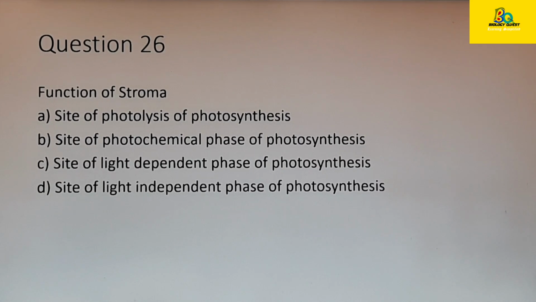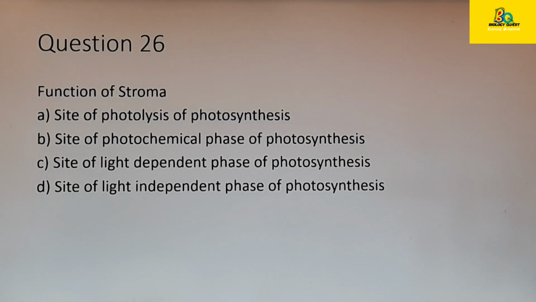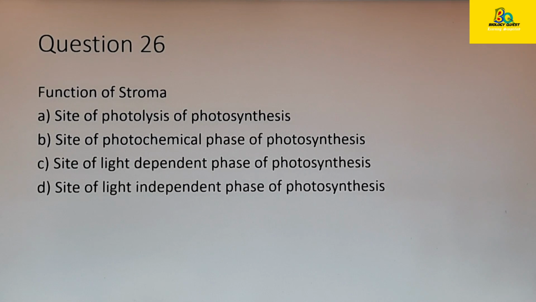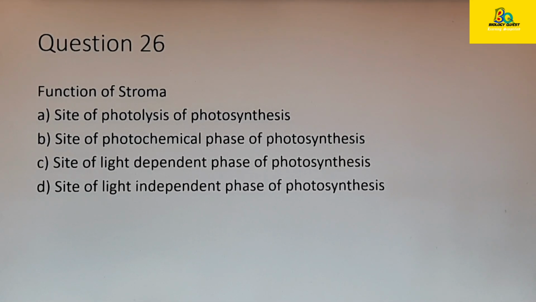Site of photochemical phase. Photochemical phase is actually the light dependent phase. The light dependent phase is otherwise called the photochemical phase. So that also occurs on the thylakoids or on the granum. So which is the correct answer? Stroma is the site of light independent phase of photosynthesis.